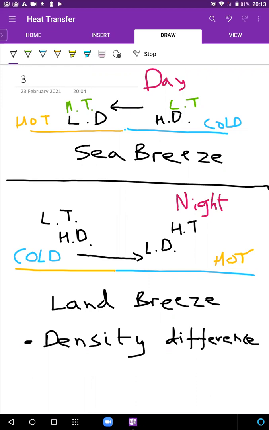So if convection is taking place due to density differences, due to gravity, then you would call that natural convection. If it's taking place due to, what do you say? Due to a fan, a pump, it's forced convection.